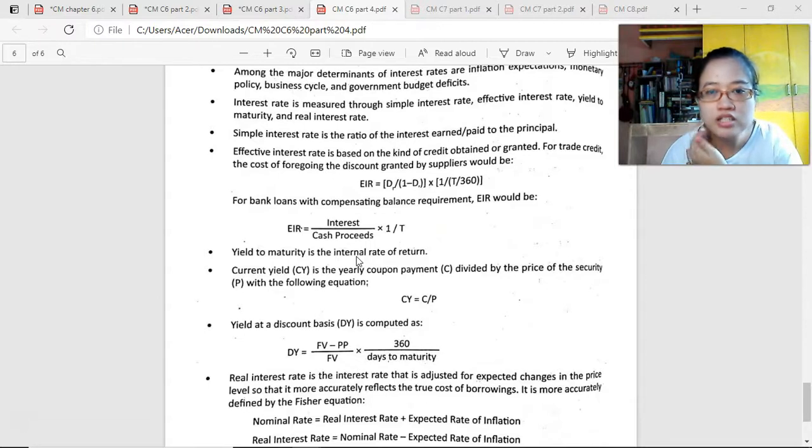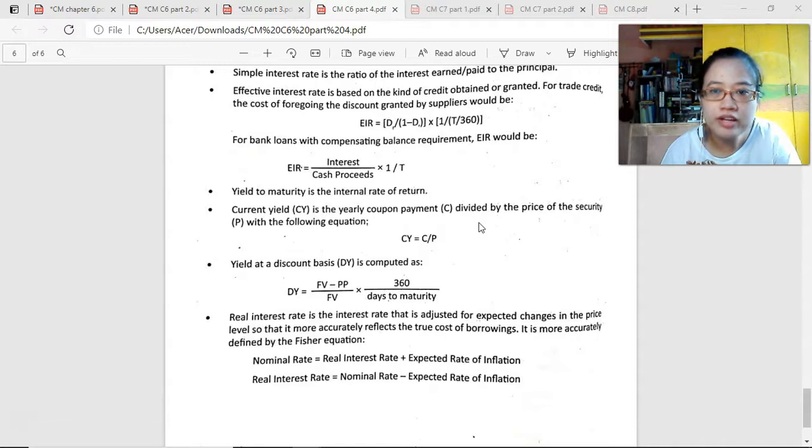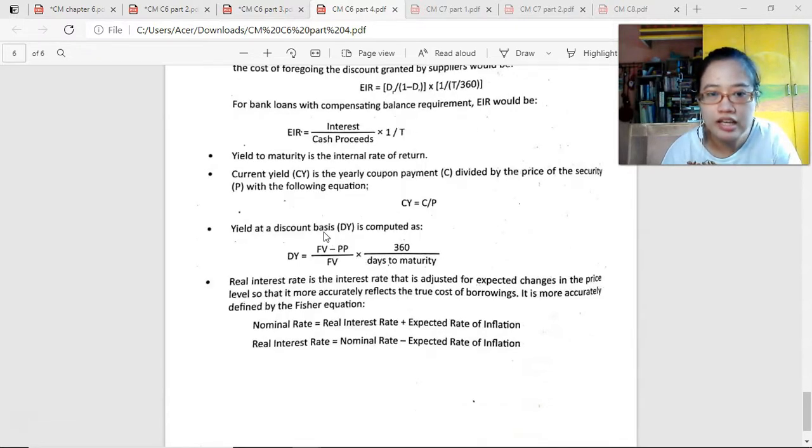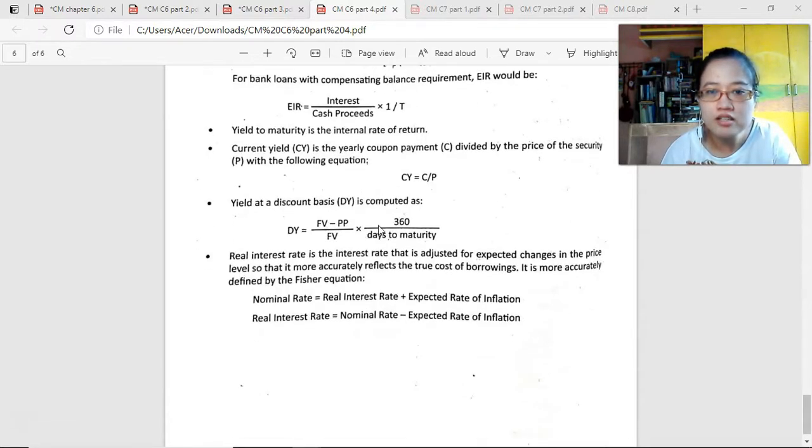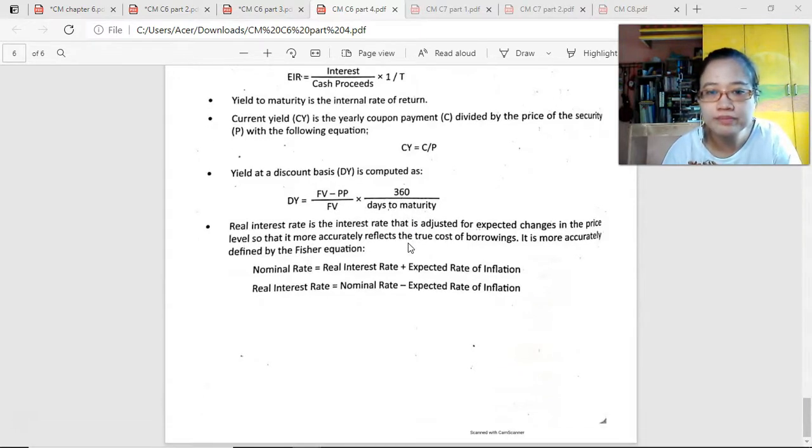Yield to maturity is the internal rate of return. Current yield is the yearly coupon payment divided by the price of the security. Okay. Yield on a discount basis is computed as face value minus the purchase price over the face value, times 360 over days to maturity. Real interest rate is adjusted for expected changes in the price level so that it more accurately reflects the true cost of borrowing. It is more accurately defined by the Fisher equation.